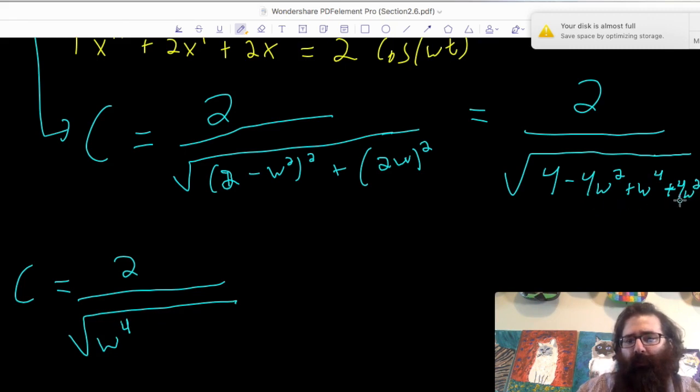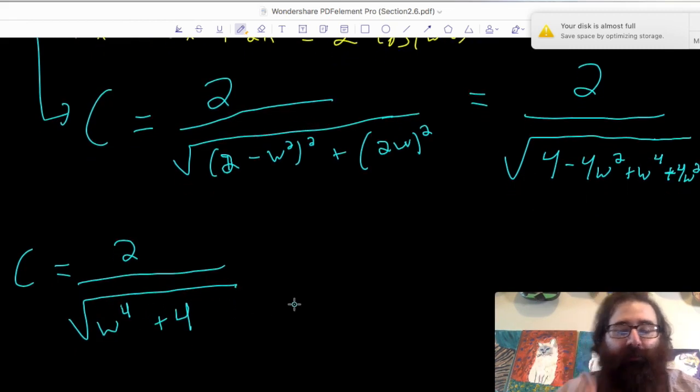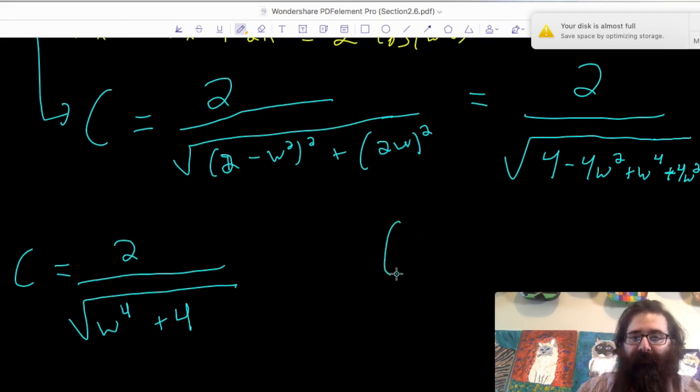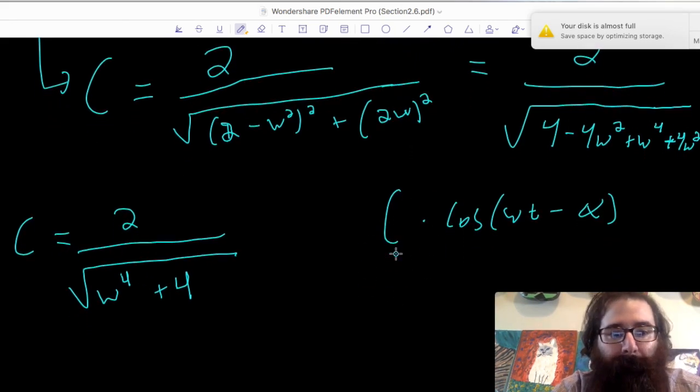Negative 4 omega squared plus 4 omega squared cancels, so I'm left with plus 4. And this is my function of omega. This is that amplitude in front. We say we build this into C times cosine omega t minus alpha. This is this coefficient in front that's giving me the amplitude for the system.